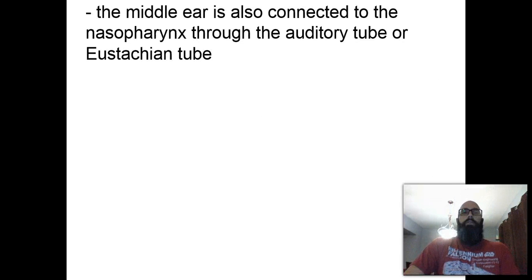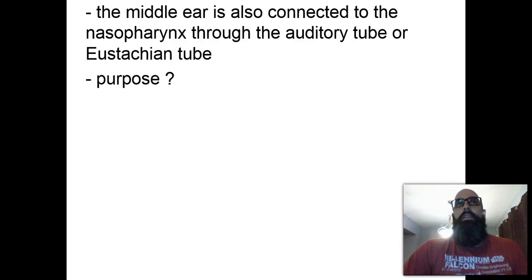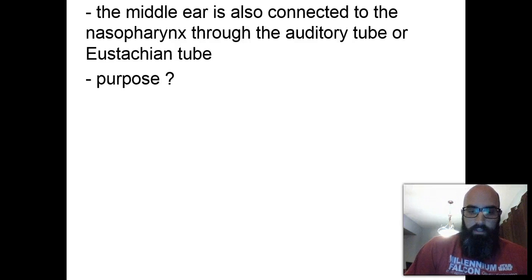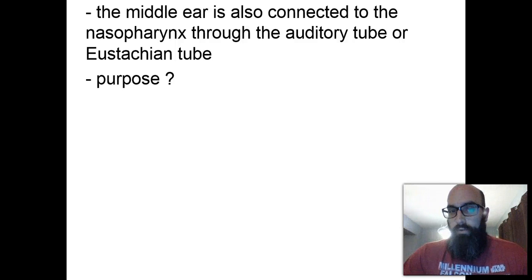The middle ear is also connected to what is called the nasopharynx, or you would call that the eustachian tube. And a lot of people ask, I get this question a lot, your ears are actually attached to your nasopharynx, which then attaches to the back of your throat.